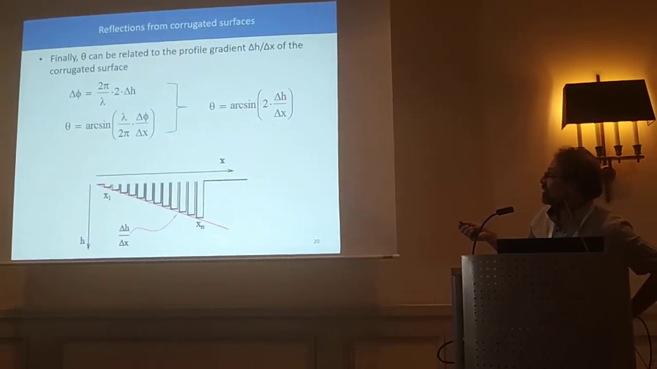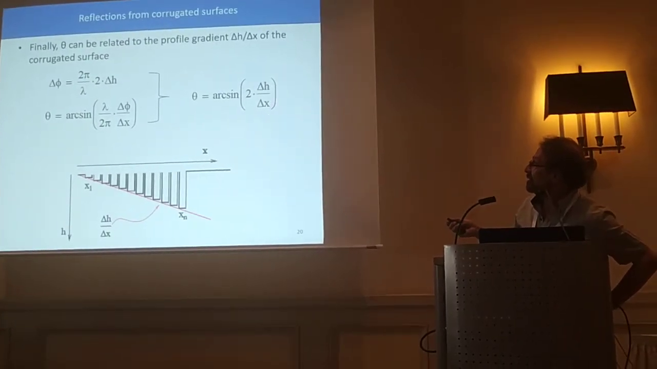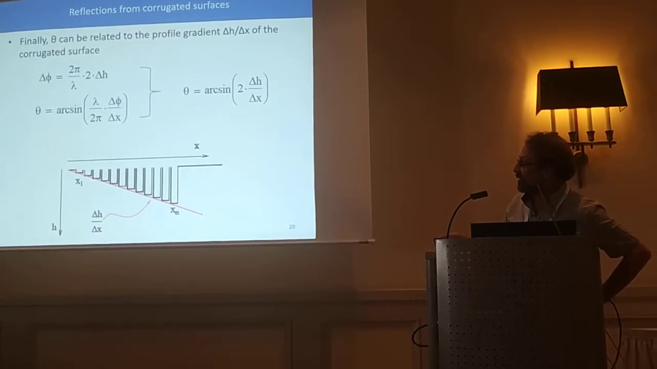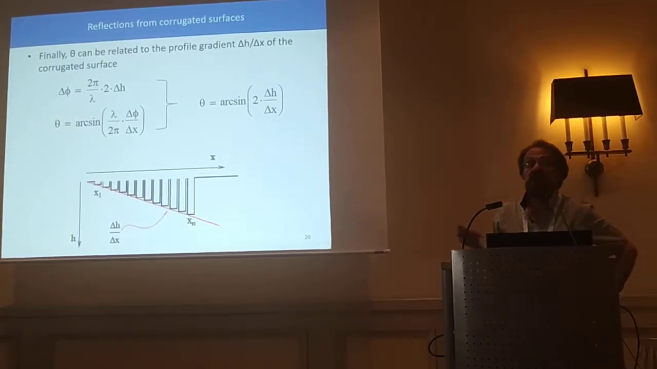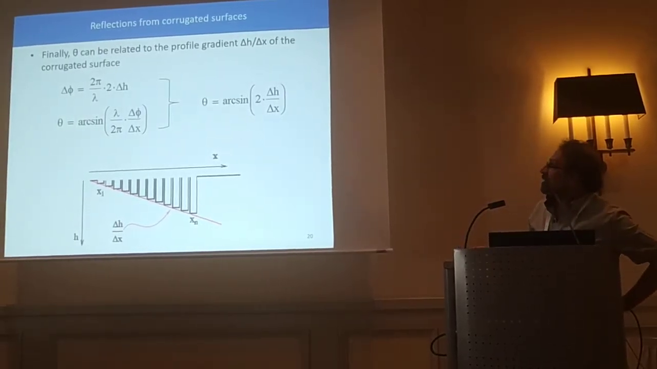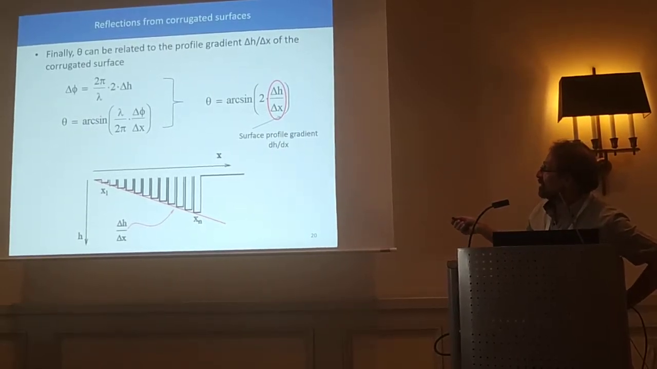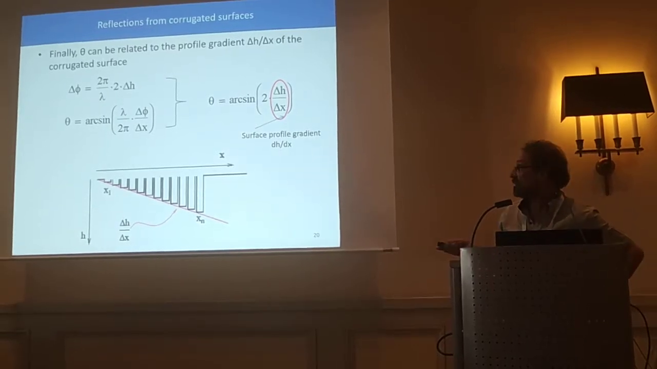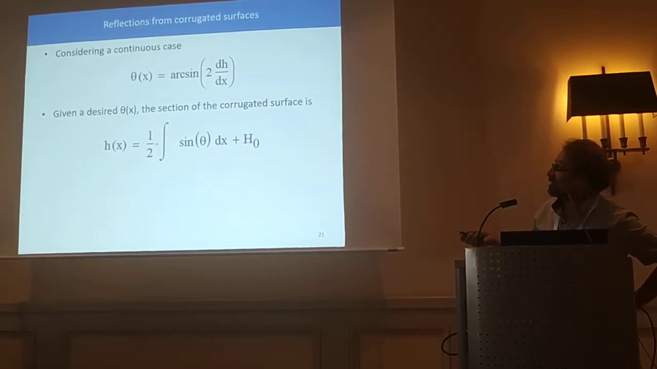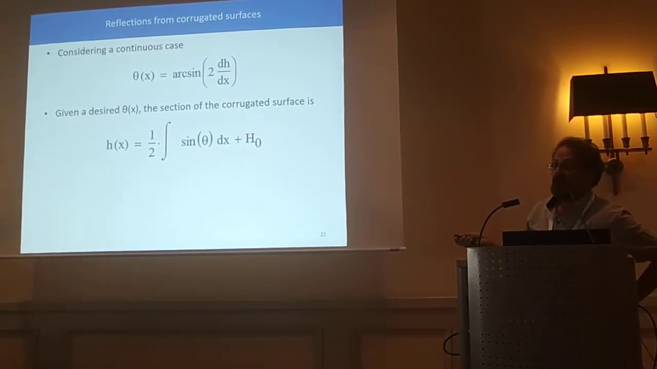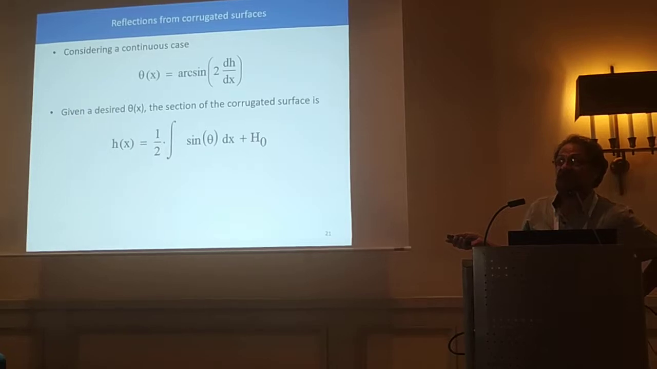the final expression where delta H over delta X is equivalent to the gradient of the profile of the section. In this case, it's a line, but it may be a function of X. Such term in a continuous case we can imagine must consider the profile gradient. Consider this continuous case, given the same theta reflection angle, the section of the corrugated surface can be obtained by this equation. This is the design equation.